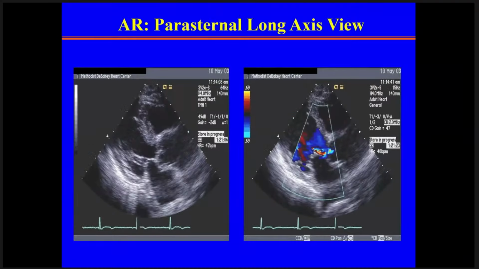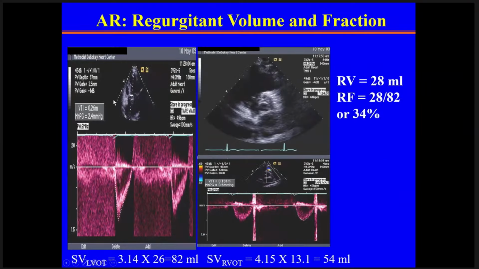We can apply the same principle for aortic regurgitation. This is a patient with isolated aortic regurgitation, a dilated root. There is the aortic regurgitation bicolor. We get the aortic flow, and it's 82 milliliters. Again, the same principles that we applied, circular cross-section with the time velocity integral of 26. We get the RVOT flow, which is 54. Then you know the regurgitant volume, and you can determine the regurgitant fraction as you see on the slide. To get good numbers, you need good quality signals.